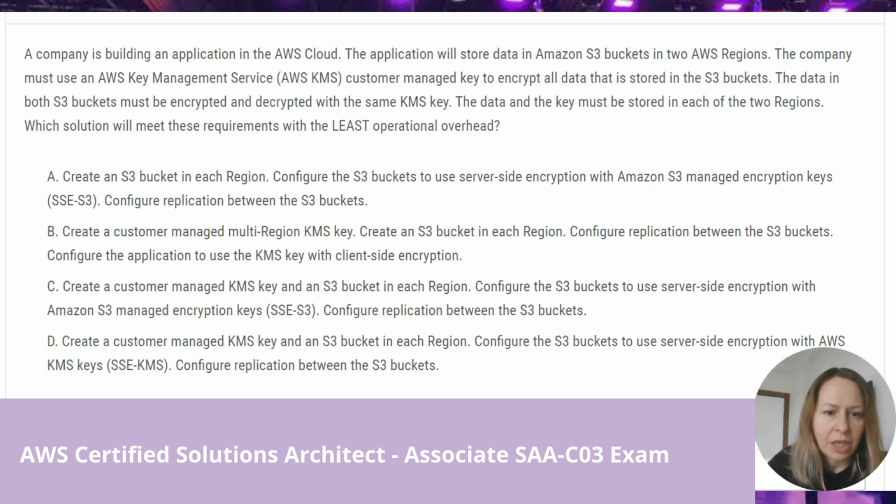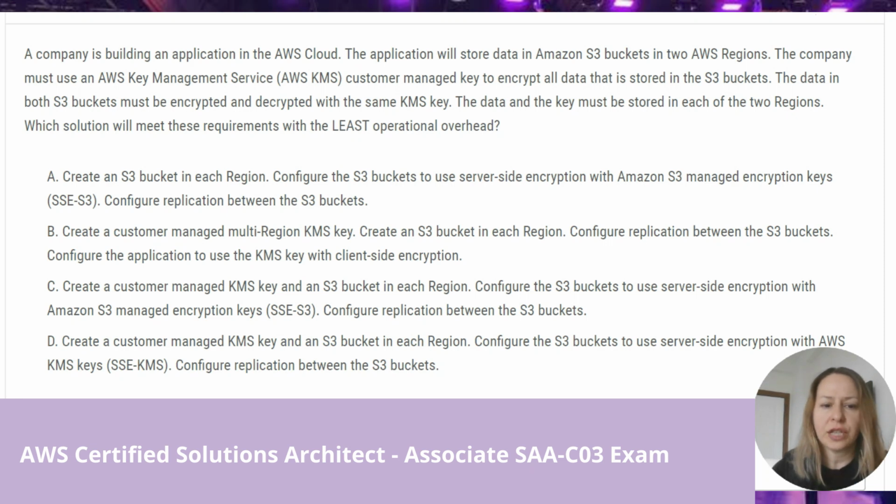Create a customer managed KMS key and an S3 bucket in each region. The C option is mentioning create a customer managed KMS key and an S3 bucket in each region. Configure the S3 buckets to use server-side encryption with Amazon S3 managed encryption keys. Configure replication between the S3 buckets. This doesn't have that multi-region KMS key, so you need to do each region separately, and it doesn't fit with the least operational overhead.